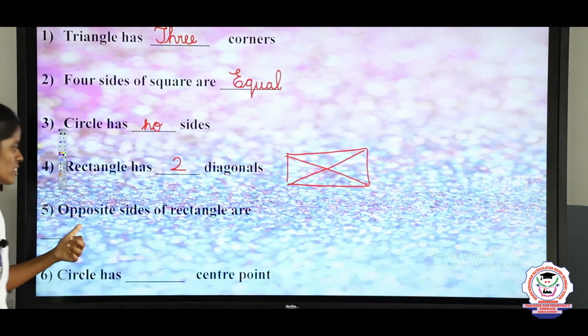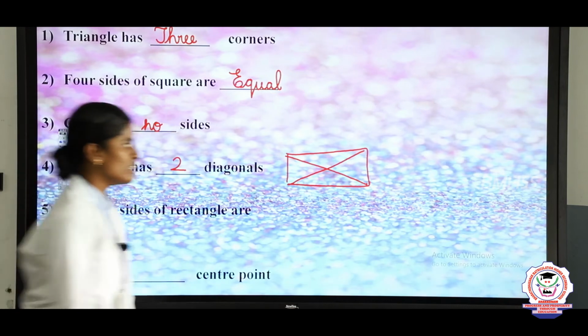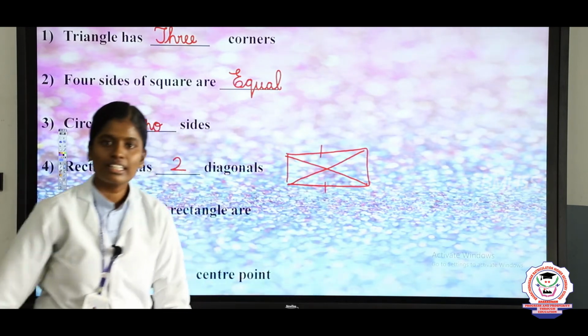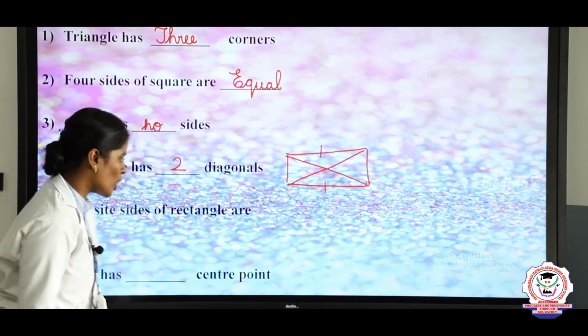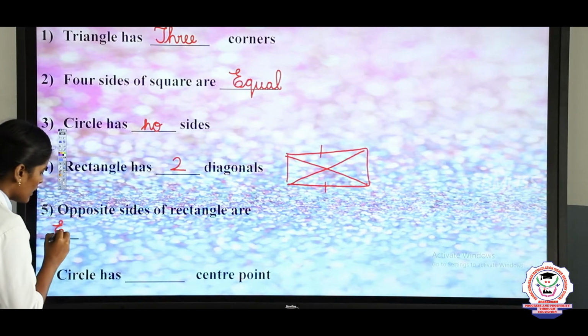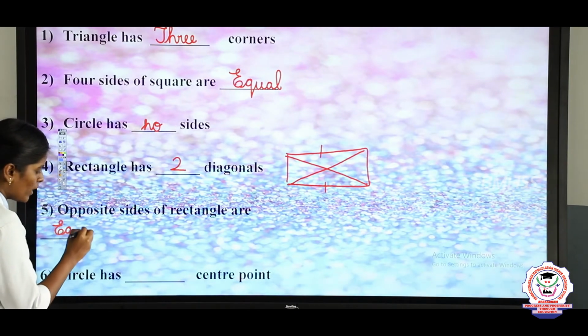The next question is, opposite sides of the rectangle are dash. Opposite sides of the rectangle are equal. E-Q-U-A-L.